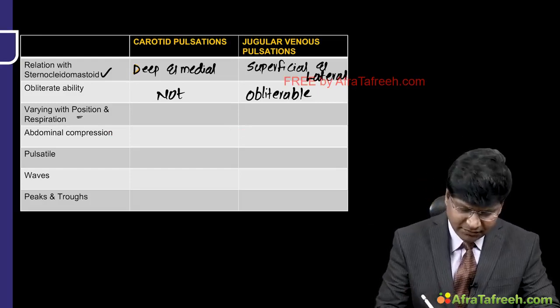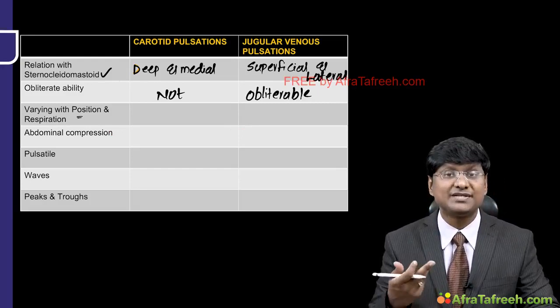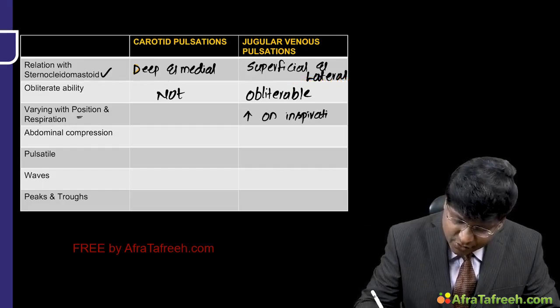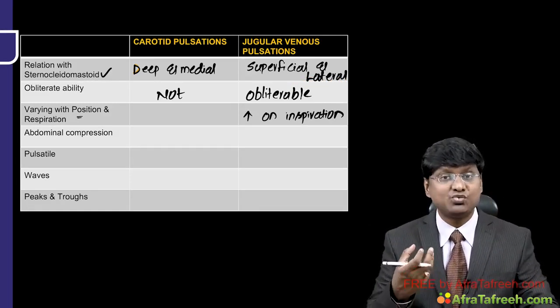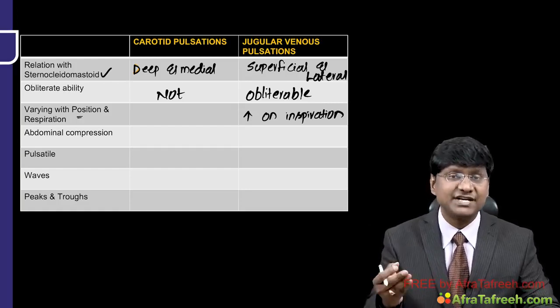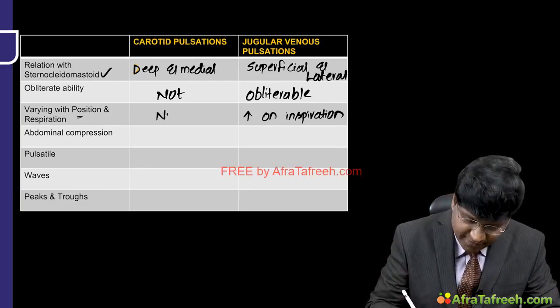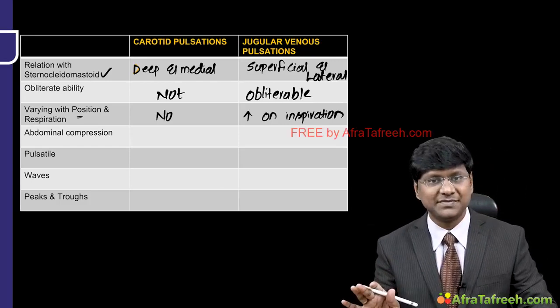If you take the jugular venous pulsations or the jugular venous volume, it increases on inspiration. But what will happen to jugular venous pressure? The jugular venous pressure reduces with inspiration, but the jugular venous volume, or the jugular venous pulsations, increase with inspiration. Whereas the carotid pulsations don't have any effect with the respiration, right?